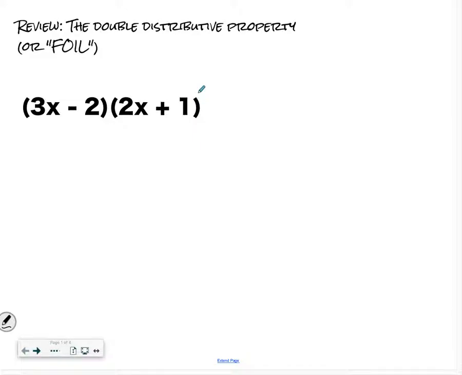Today I'm going to share with you how I typically teach factoring trinomials to my students. So the first thing we typically do is each student has an individual whiteboard and we do a quick review of what some might call FOIL, or the double distributive property.